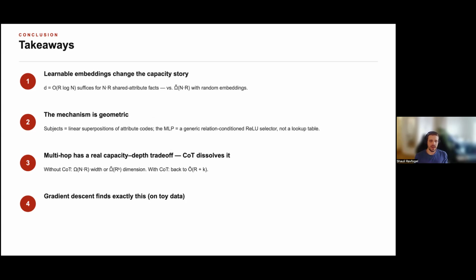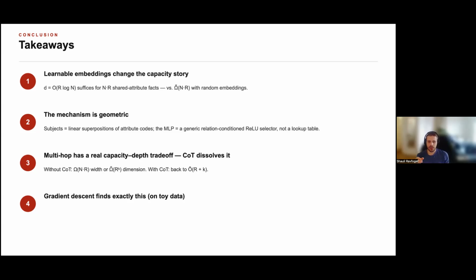So the takeaways. We showed that learnable embeddings change the capacity to store, so we can have relatively small embeddings and store a set of n times r factual associations. The mechanism here is geometric: the subject embedding has this particular structure where we have components corresponding to every possible attribute, and the MLP is just a generic relation-independent selector that, given a particular relation, chooses the particular coordinates.